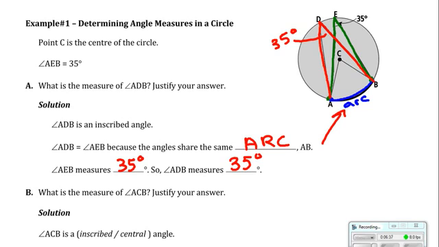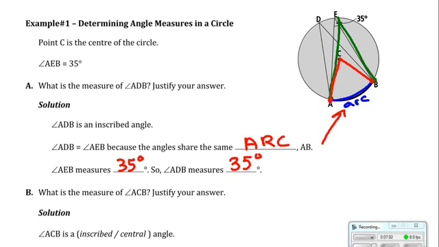Okay. The next thing we have to find, so I'm going to do a little bit of erasing here so we can see this a little bit better, is we're still going to use that arc, and we're still going to use this inscribed angle. Oops, that's 35 degrees. But now I hope you notice that we have a central angle, ACB, that has the same arc.